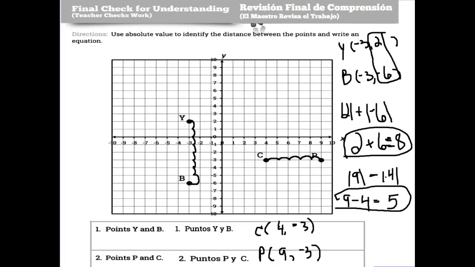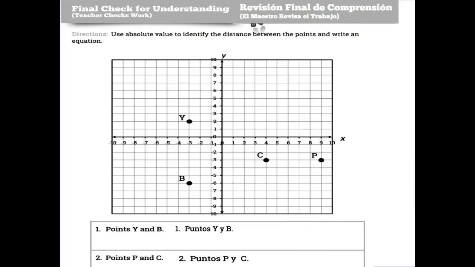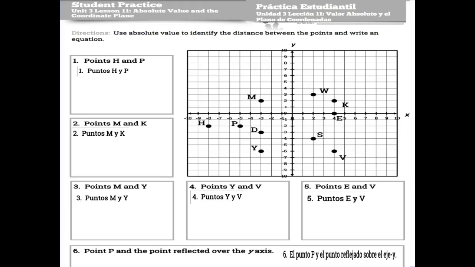So now I'm going to have you continue working silently and individually on student practice. If you finish before the end of the period and your partner finishes before the end of the period, you can compare your answers and see if you are in agreement or if you have different answers. But now there's a lot of points here. It looks kind of busy. So make sure you're identifying which ones you're going to start with and which way you're going to move.